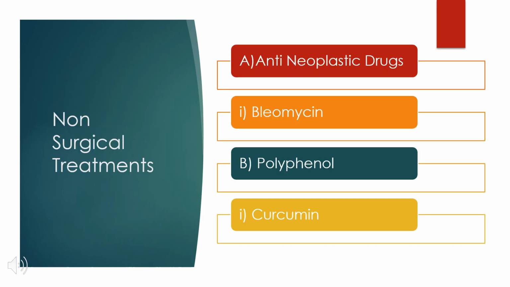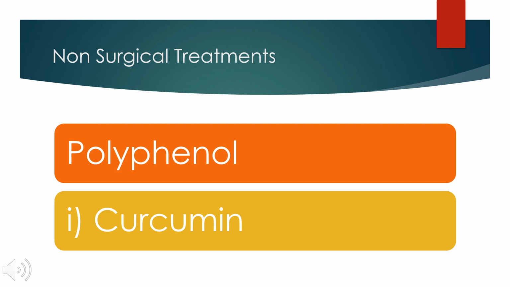Another treatment of choice is the anti-neoplastic drugs such as bleomycin. Though it is very rarely used, it can be given by injection or by giving topical applications. Another drug of choice is the polyphenol or chemopreventive agents such as curcumin. It has antimicrobial, antiviral, antifungal, antioxidant and chemosensitizing properties, known to suppress the tumor initiation, promotion and the metastasis.